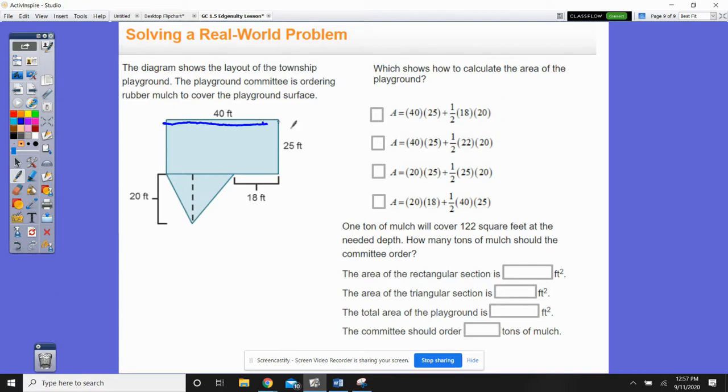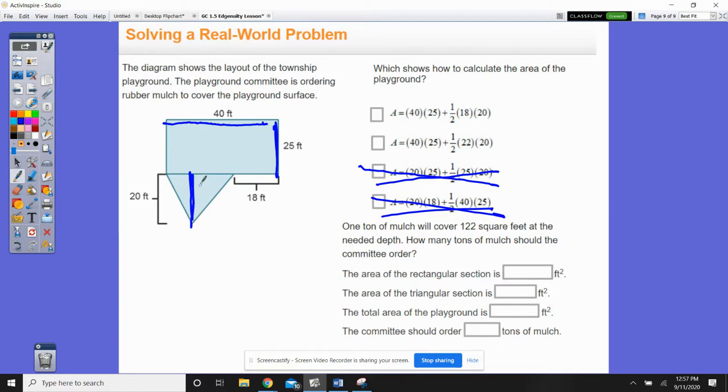Definitely we're going to take 40 times 25 somewhere because that's going to give us the rectangle. So these guys are out because they don't have 40 times 25. This one has it dividing by 2, but that's what you do for triangles. So we know it's going to be one of these two. Now we just need to figure out how to find the area of this triangle. It's base times height divided by 2.